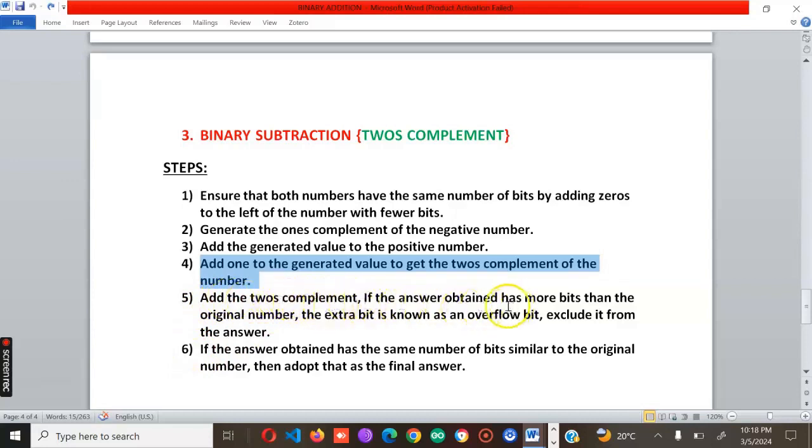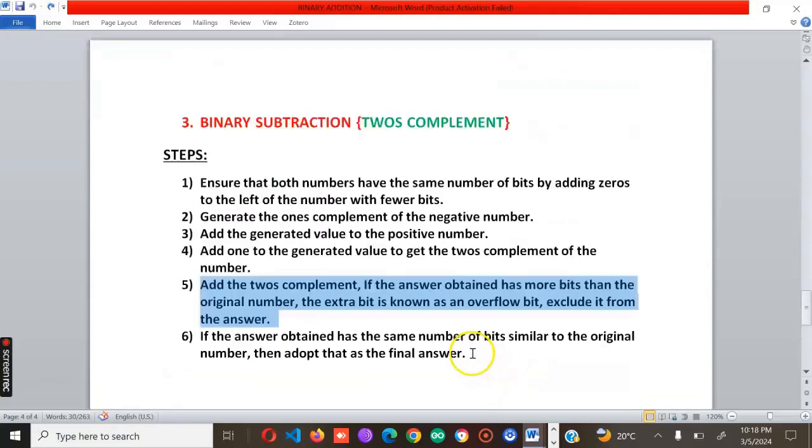If the answer obtained has more bits than the original number, the extra bit, known as the overflow, is always excluded from the answer. This is also very key, because we might have a scenario whereby you have more bits than the original number. Then lastly, if the answer obtained has the same number of bits, you retain the answer. Having done that, now let's move to our example.